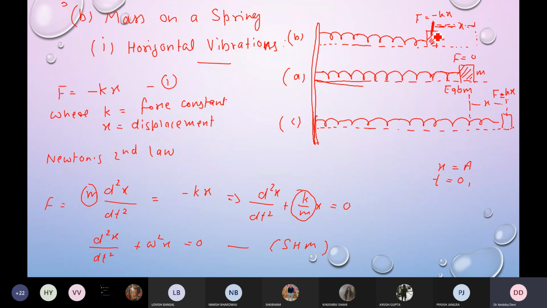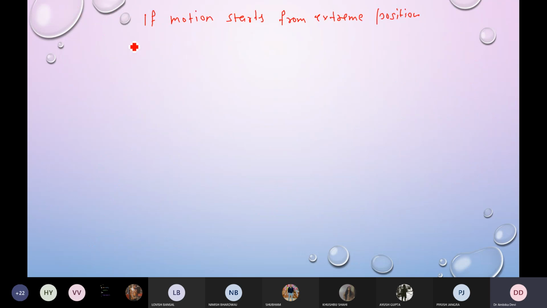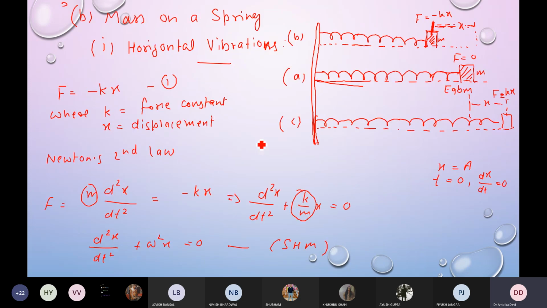And if time t is equal to 0, because this is the extreme position, as per the energy conservation, the velocity should be equal to 0. So dx by dt is also equal to 0 at this particular point, right? So if we take these three situations, at extreme position x is equal to a, time is just started so t is equal to 0, and velocity is also equal to 0 because the kinetic energy is 0 at that point.